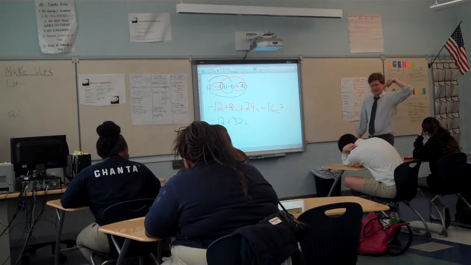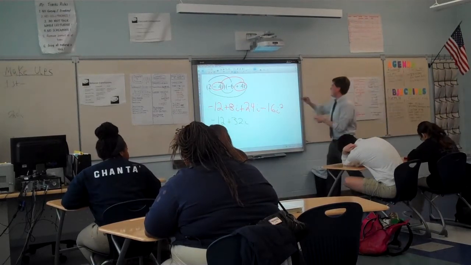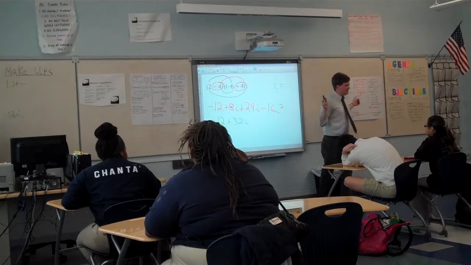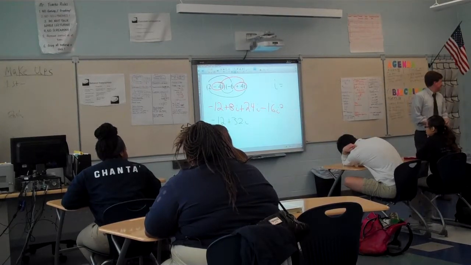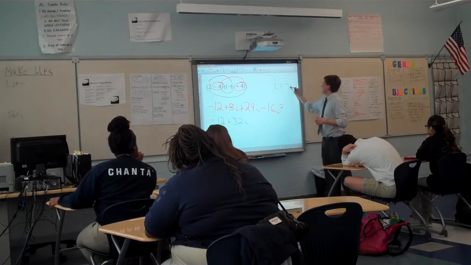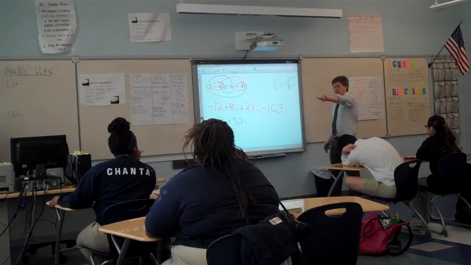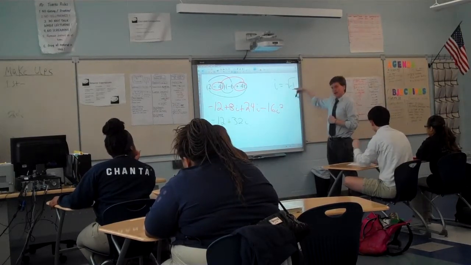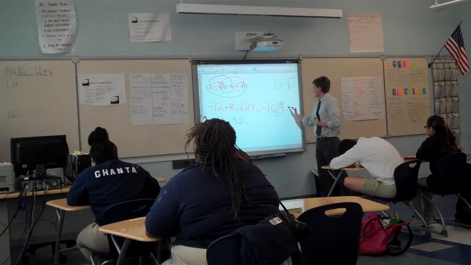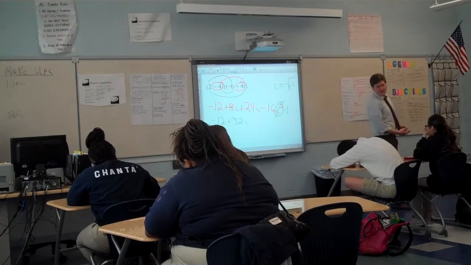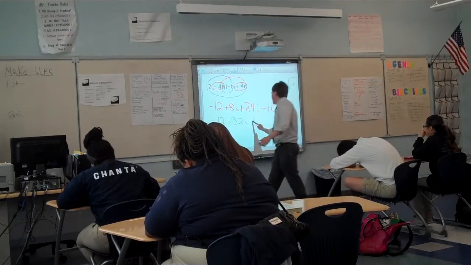Say it. Somebody else. i is the... square root of -1. Right? So Shantae is right. When we square this, those are opposite operations, so they cancel out, and all we're left with is -1. Okay? So -16 times -1 makes it +16.